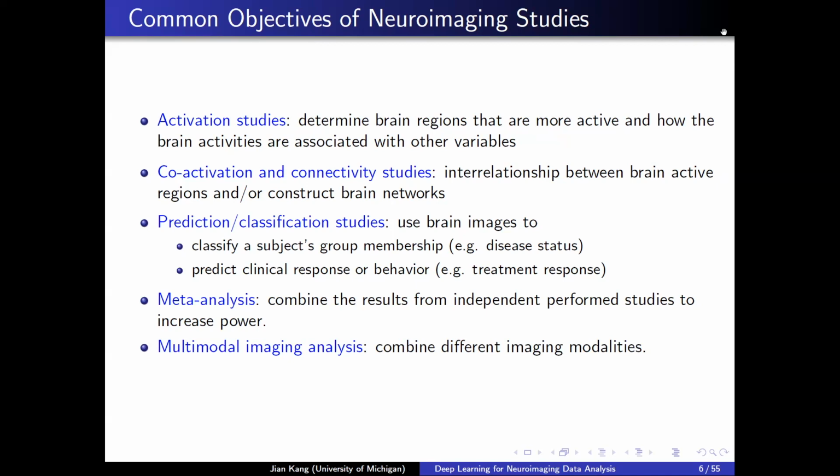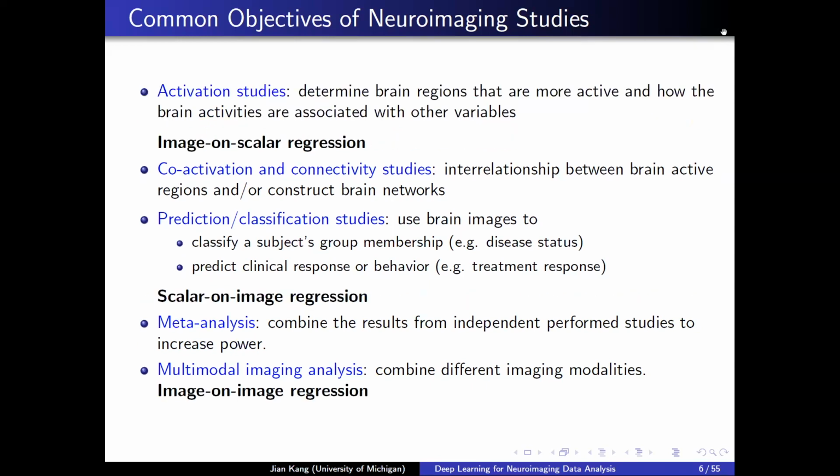And also, more recently, as I mentioned before, there are large-scale studies that collect different modalities: structural imaging and functional imaging, MRI, PET, or EEG. So how do you combine different modalities, do the data integration, and also draw useful conclusions? Today, I'm going to talk about some traditional statistical models and how we address some of those questions.